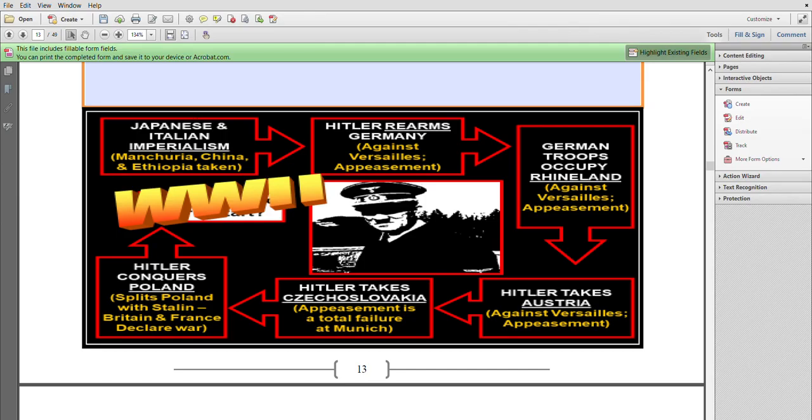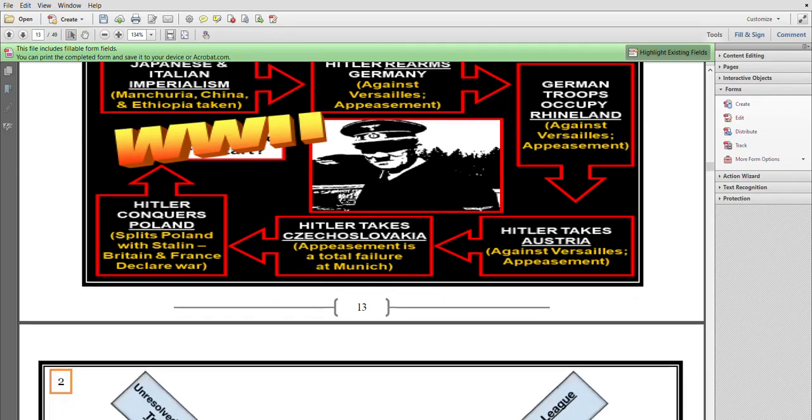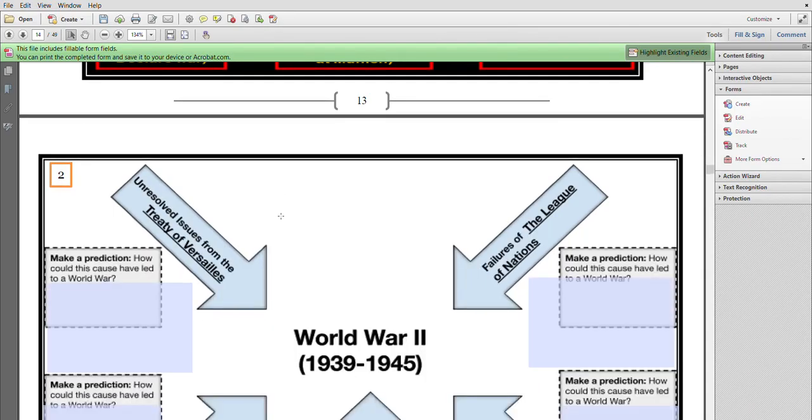Japanese and Italian imperialism. Hitler rearms Germany. German troops occupy the Rhineland. Hitler takes Austria. Hitler takes Czechoslovakia. Hitler conquers Poland, and then the real beginning of World War II. Okay? So these are all the events. Think of them as dominoes falling, leading up to World War II.